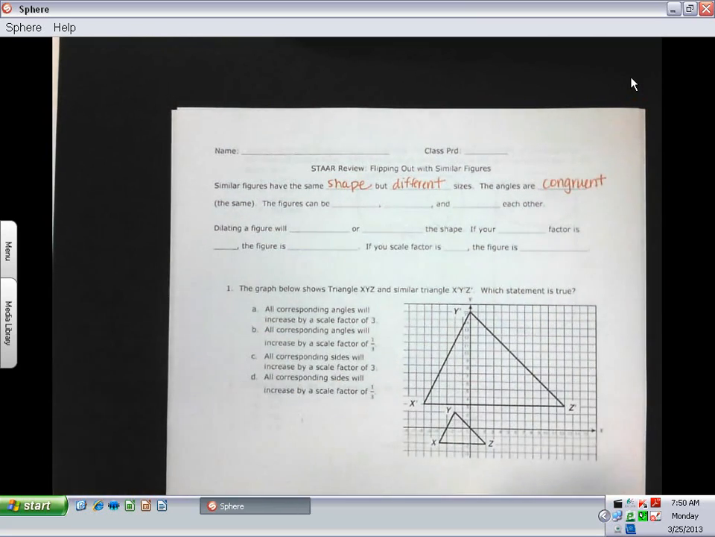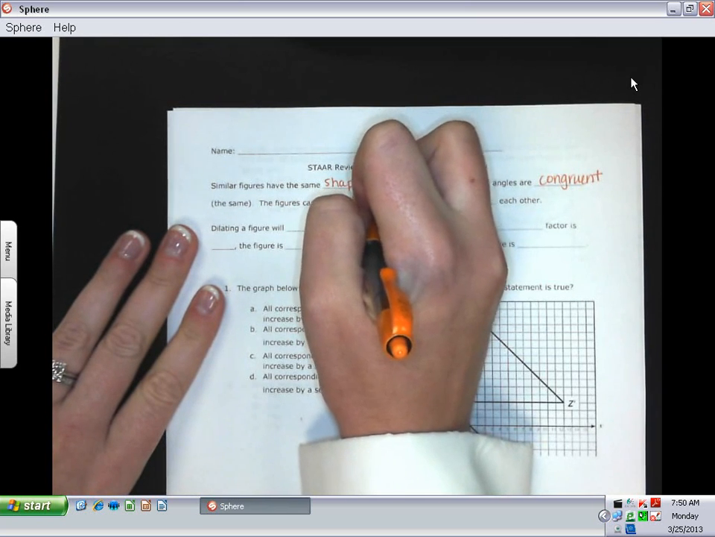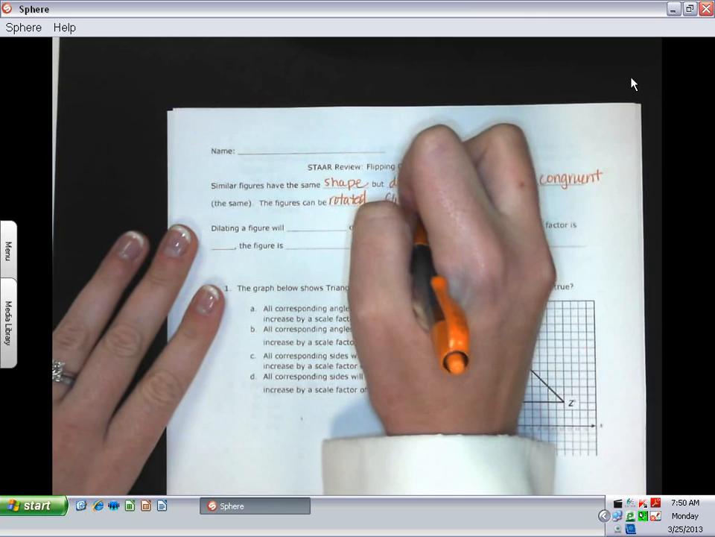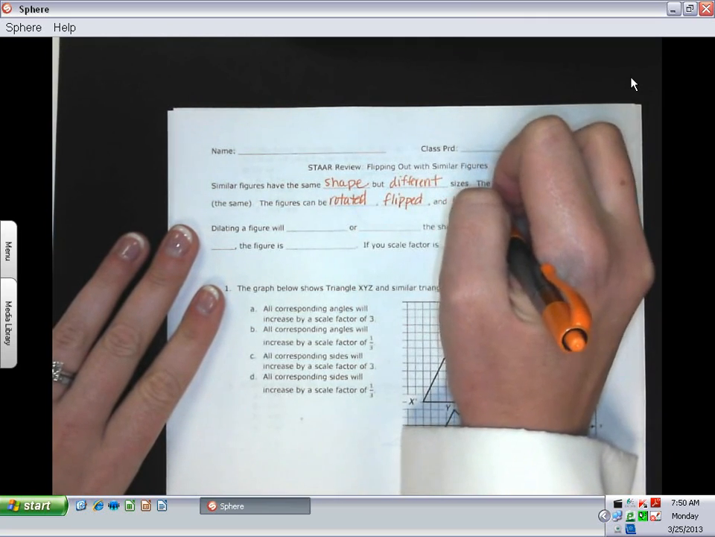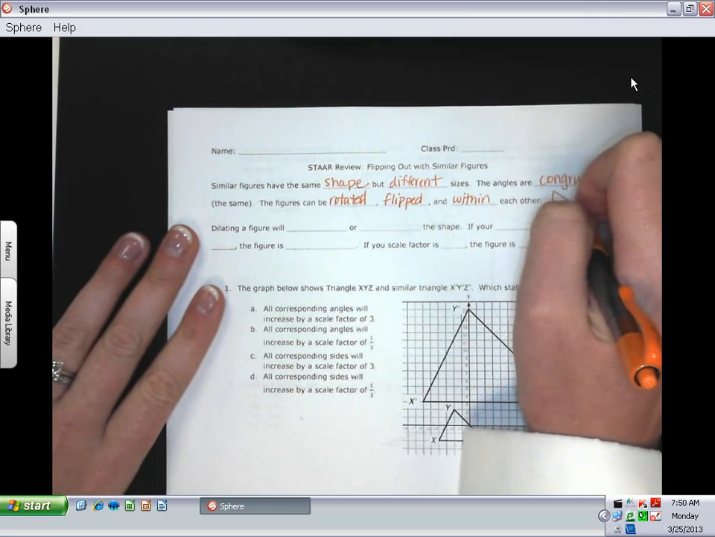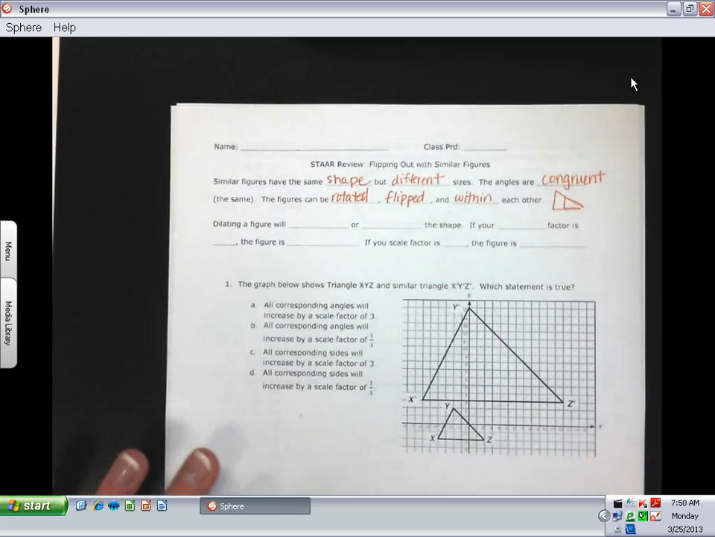When we do similar figures, they can be rotated, they can be flipped, and the last one is within each other. So sometimes you'll have a triangle within a triangle like that. So there's a figure within a figure.